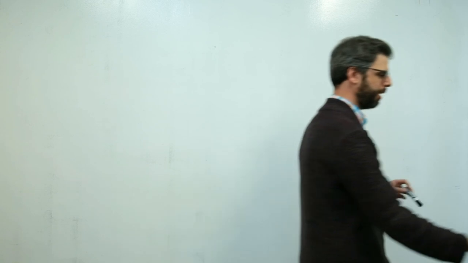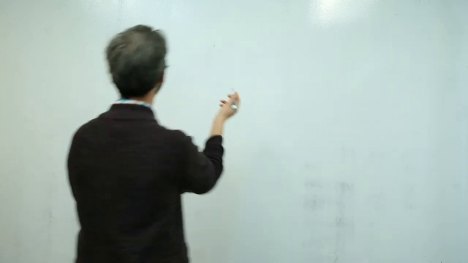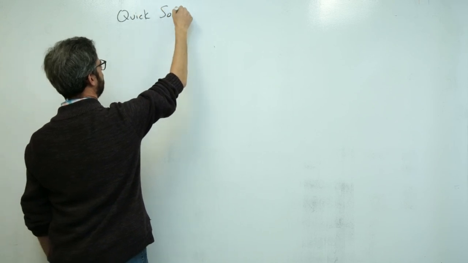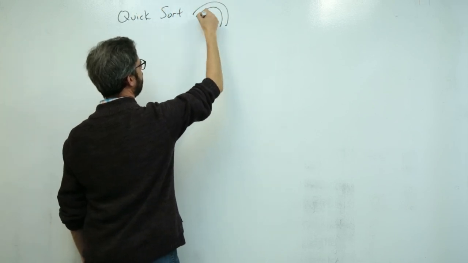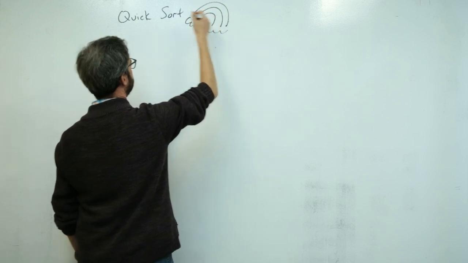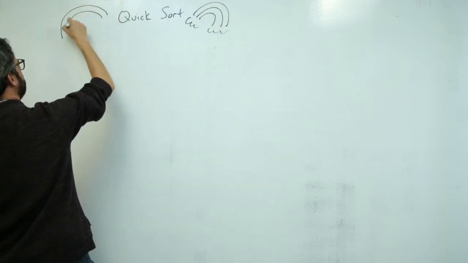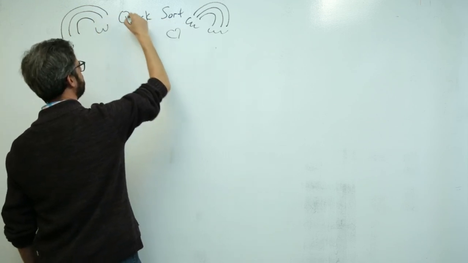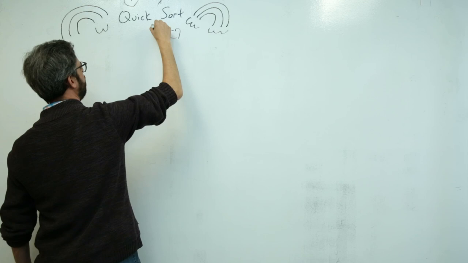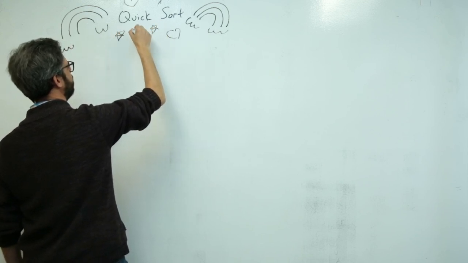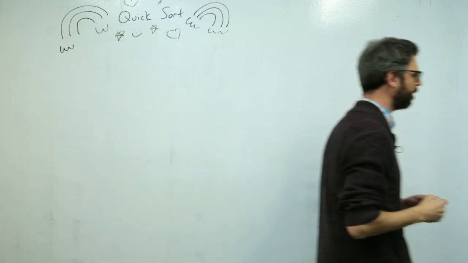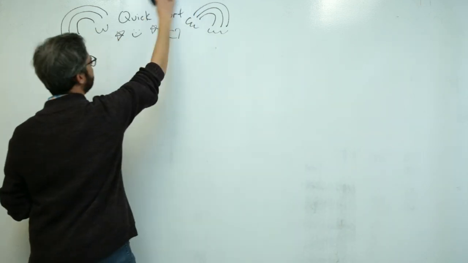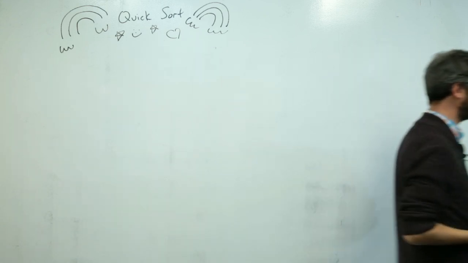And I think maybe let me write up here, Quicksort with some rainbows, and like a couple hearts and a couple stars and a little smiley face. Okay, that looks good. Oh, you can't see my hearts on the top. That's fine. There we go. Okay.